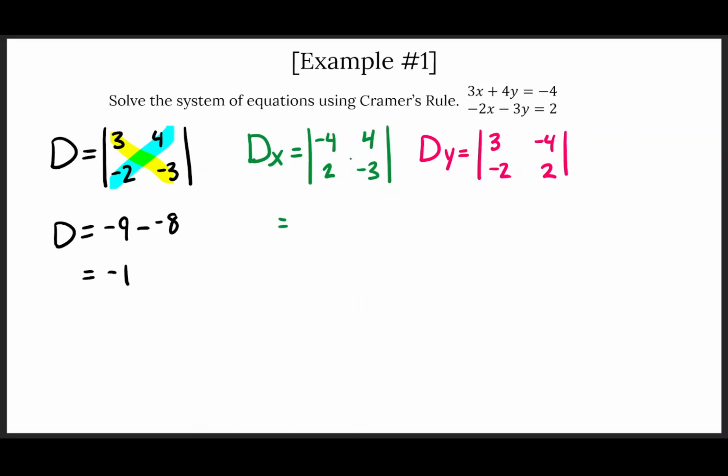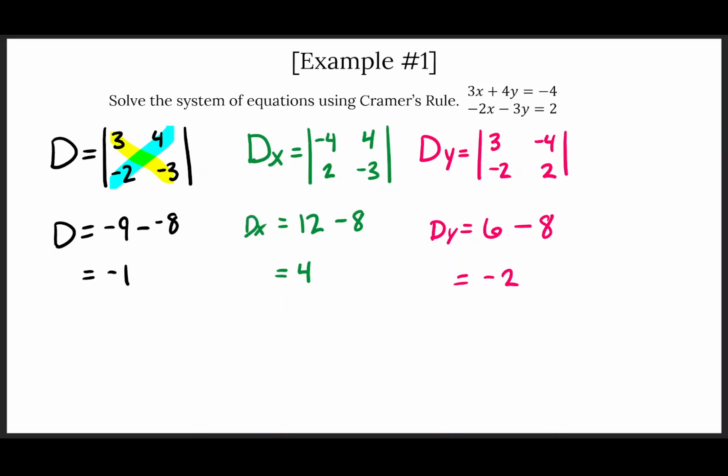For dx, I would have -4 times -3, 12, minus 2 times 4 is 8. 12 minus 8 is 4. dy, 3 times 2 is 6, minus, that would make +8. dy is going to be -2. Now, those are just the values of our determinants. Should probably label these up a little bit.